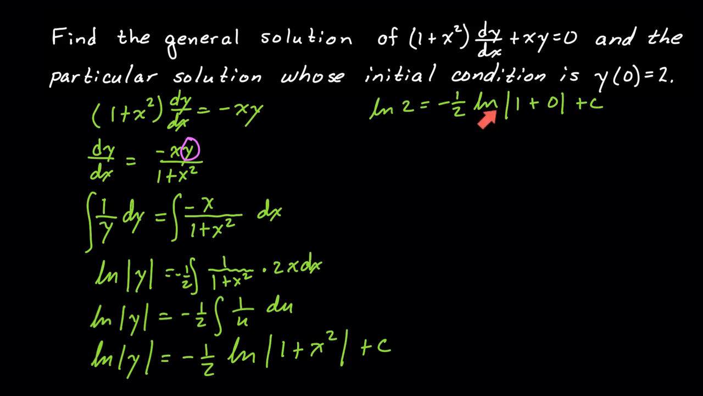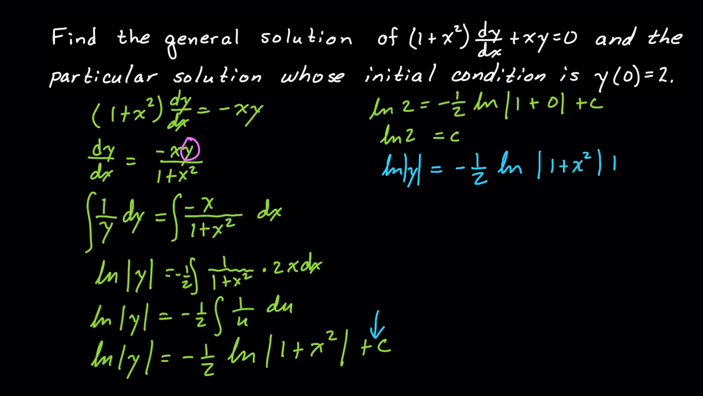All right, well, that's going to give us natural log of 1 here, which is 0, times anything is still 0, which means c is equal to the natural log of 2. All right, so substituting that back in to here is going to give us the natural log of the absolute value of y equals negative 1/2 natural log 1 plus x squared plus natural log of 2.